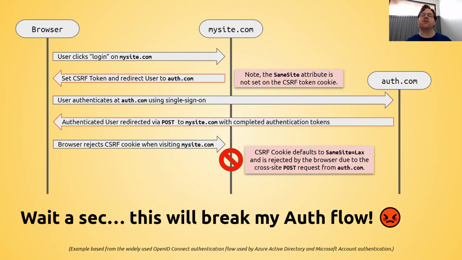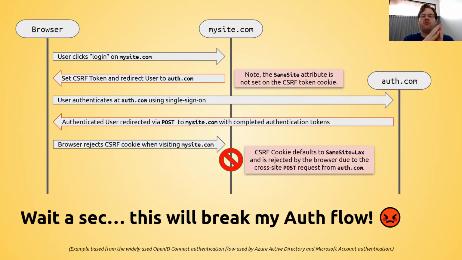So when they announced they would default to same-site lax, Microsoft raised their hand and said, guys, wait a second, you're going to break our flow. So as part of the OpenID Connect authentication flow, which is used by the Azure Active Directory and a Microsoft account authentication system, Lax was going to break that because of the way it works, where it sends a login request to mysite.com, which sets a CSRF token in the cookie, redirects the user to an external authentication site, and that redirects the user back via a post to mysite.com.